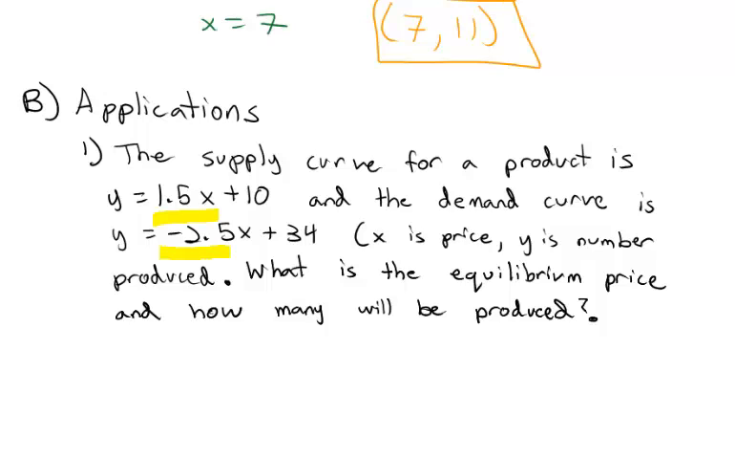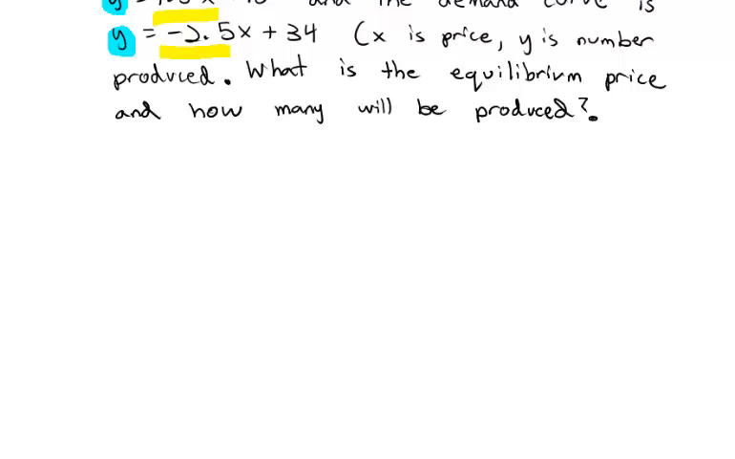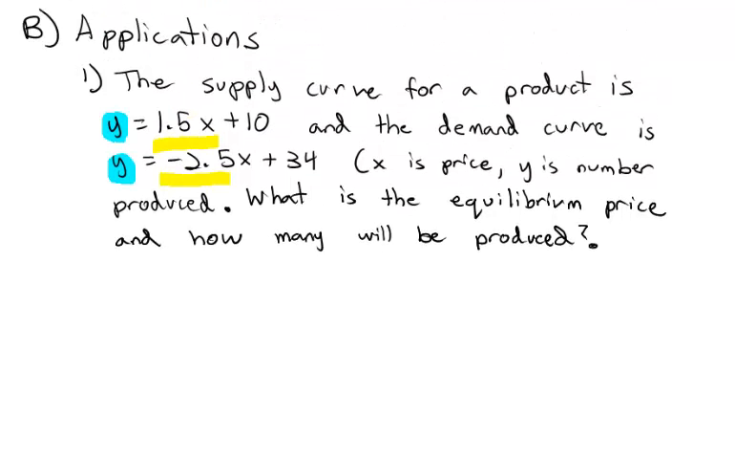Well, what you might notice is both these equations are equal to y. If both these equations are equal to y, then they must be equal to each other. In other words, we're going to take this stuff that y equals, and we're going to plug it in for y. The stuff y equals, 1.5x plus 10, is equal to the negative 2.5x plus 34.